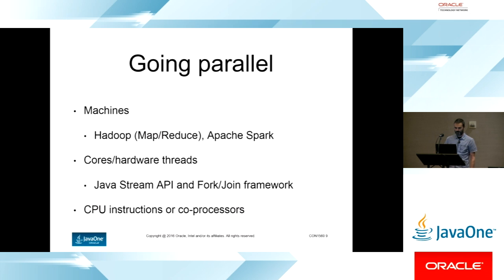Okay. So going parallel. I've talked about going parallel many times before at Java 1 with streams, but you can go parallel at the machine level. We've all seen that done with Hadoop, MapReduce, and Apache Spark. Clusters, massive clusters of machines going parallel. You can go parallel at cores of hardware threads like Java Stream API and the fork join API. And you can even do it at the level of CPU instructions and coprocessors attached to them. And you can leverage this at each stage if you want.